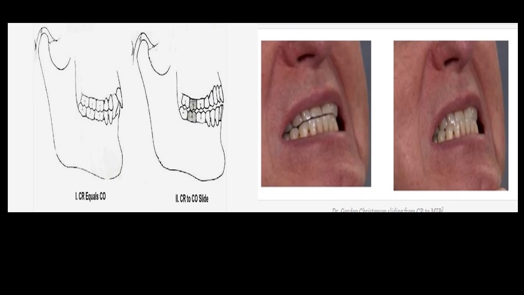While in these figures, the centric relation is not equal to the centric occlusion, or the retruded contact position does not coincide with the intercuspal position, and the patient should slide his mandible forward a little bit, about 0.5 to 2 millimeters, in order to achieve the maximum intercuspation. As you can see in this figure, the patient is in retruded contact position and there is no maximum intercuspation, while in this figure, when he slides his mandible forward, there will be maximum intercuspation. So the RCP is not equal to the ICP in this patient.